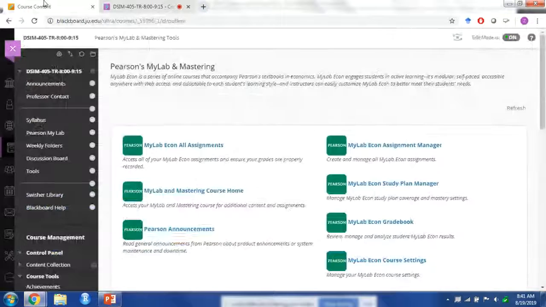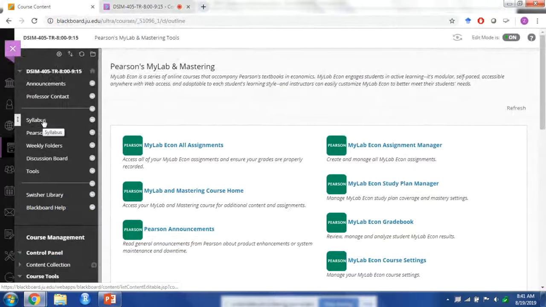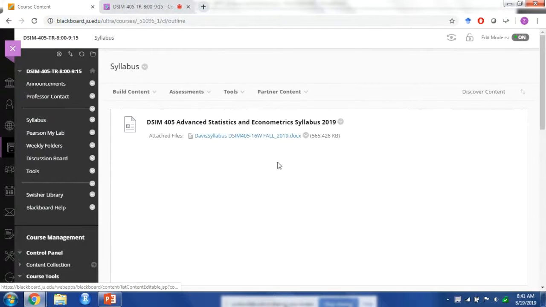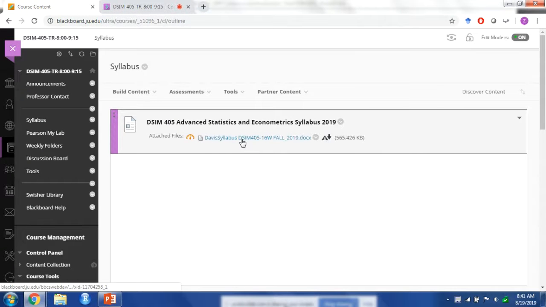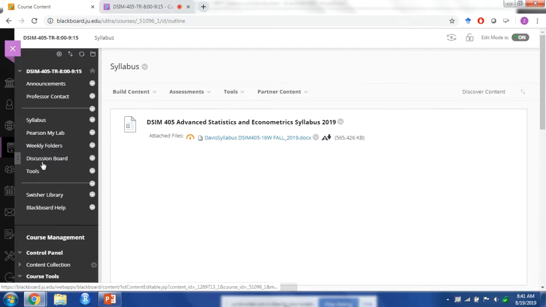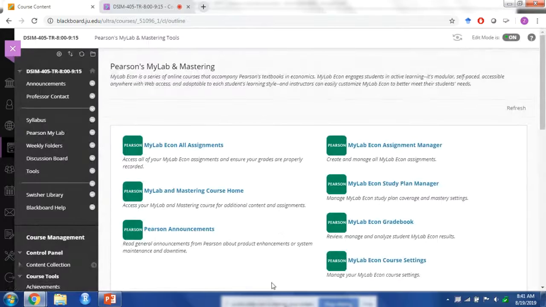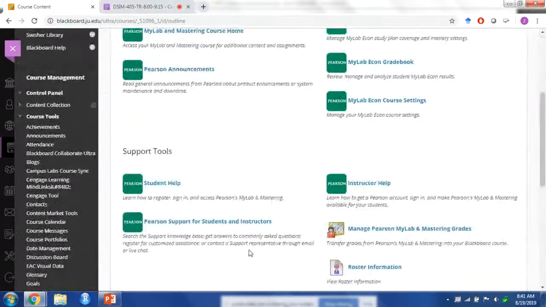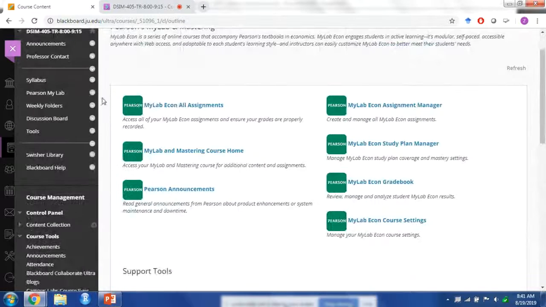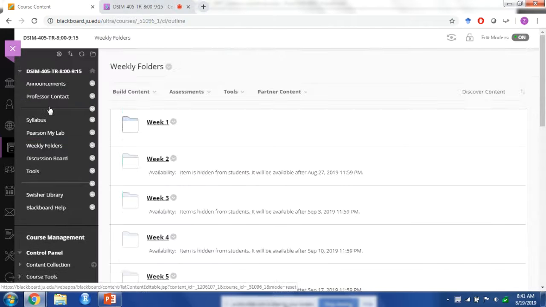Let's see, let's go into Blackboard real quick. So the syllabus is posted here. You can download it, take a look at what we're going to be doing over the course of the semester. There should be a link for Pearson MyLab. This is where you're going to go in and register. Once you've registered for Pearson's MyLab, I've set up weekly folders.